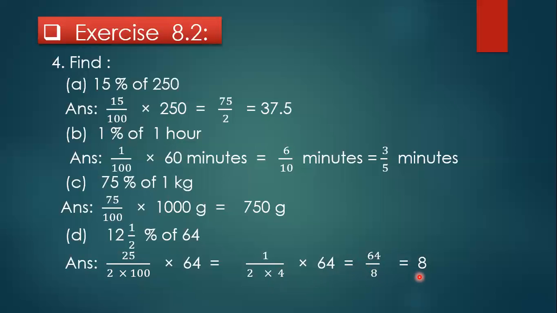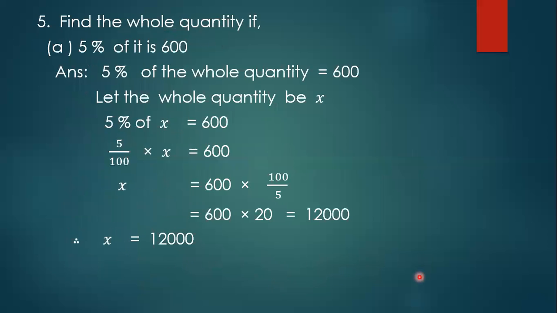Okay, children. Now we will see the next question. Find the whole quantity if 5% of it is 600. We have to find out the whole quantity. And only we know that 5% of the whole quantity is 600. And what is the whole quantity that we don't know? And we will take this unknown quantity as x.